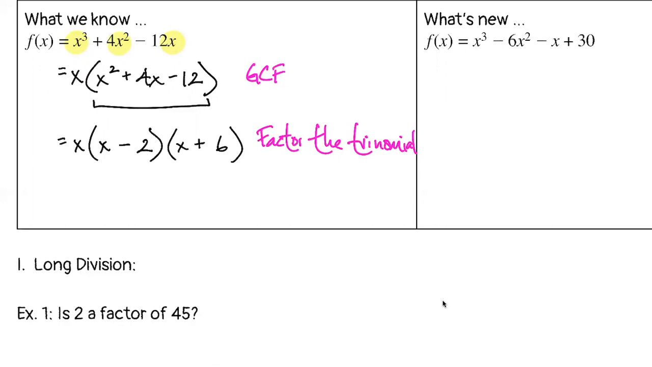And so what we end up with here, we're going to learn a word in the next section, and it's called a linear factorization of a polynomial. And all that means is you broke down that polynomial into its linear factors. Every single factor here is linear. We have an x, we have an x minus 2, and an x plus 6, and those are all linear factors. Okay?